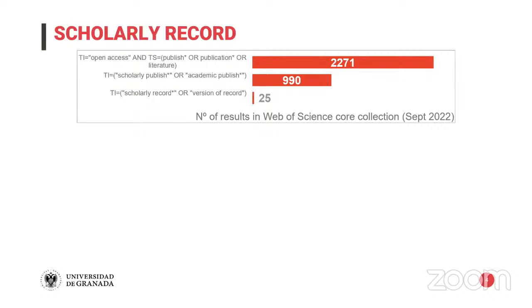So let's speak about the scholarly record. I became interested in this topic and I tried to find research about it. And what I found is that there's barely any research done about the scholarly record, which, in contrast, there's a lot of research about open access or about scholarly publishing in general. So in the Web of Science, last month, I found only 25 documents about the scholarly record or the version of record, which is a related concept as well.